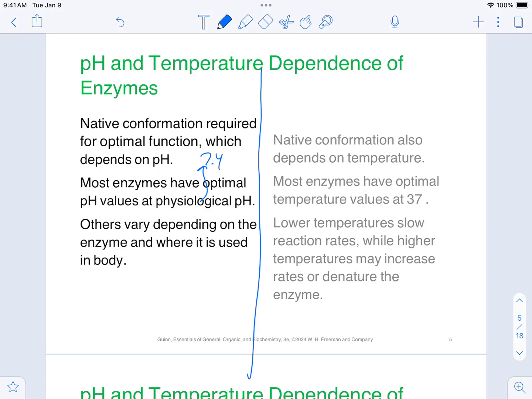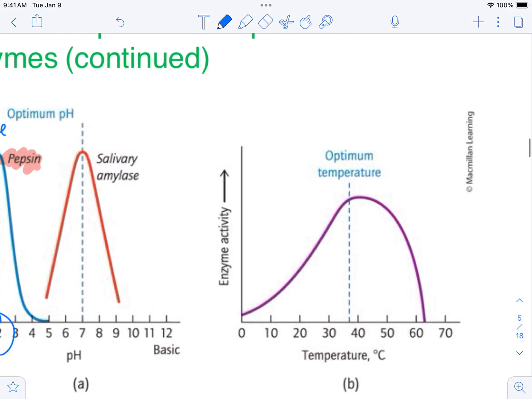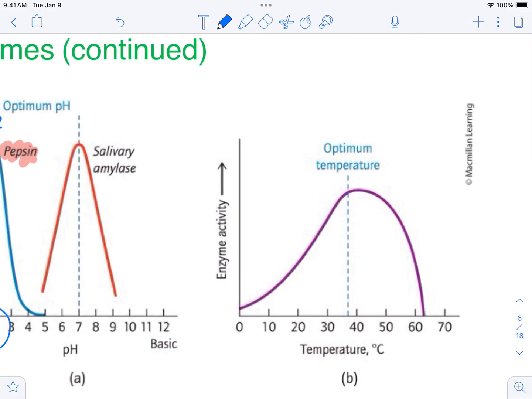It also depends on temperature. So on the right side over here, an optimal temperature value around 37 degrees Celsius. If the temperature is too low, that will slow down the reaction rate. And then if it's too high, we know that can denature the enzyme. So it has to be that just right temperature here, around 37.